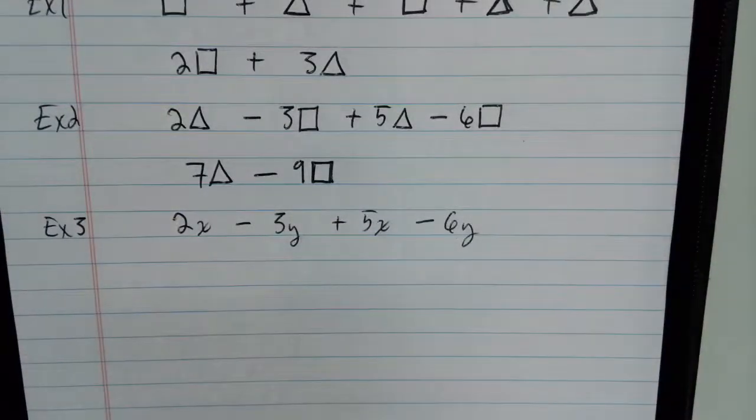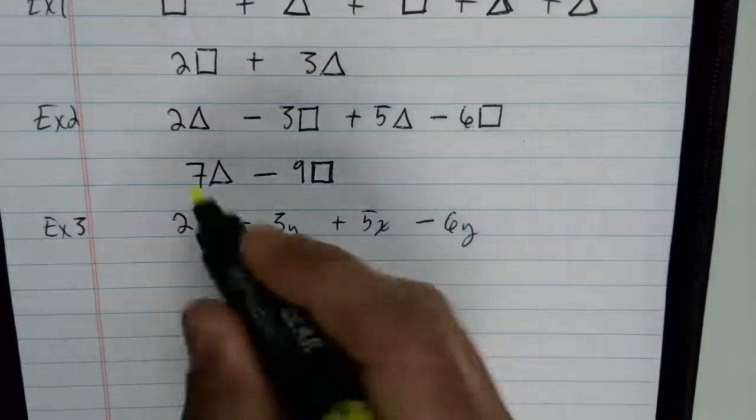Wait, you just changed the square and the triangle. Now I don't have shapes. Oh yeah, you just changed the variable. Made it what? It made it look harder. Does it?